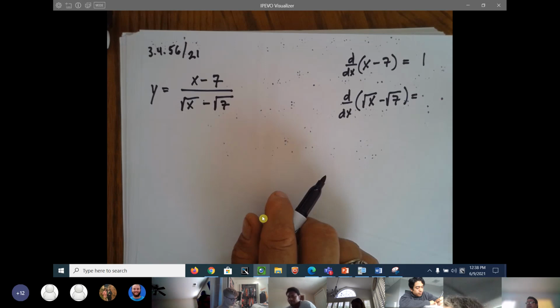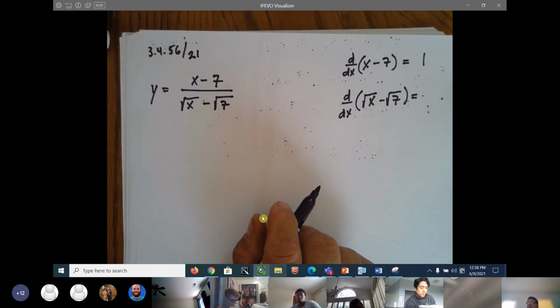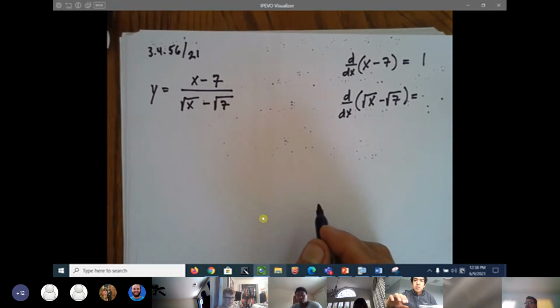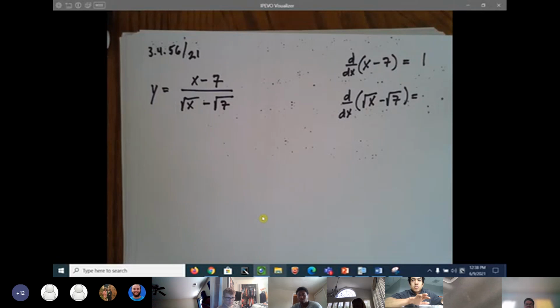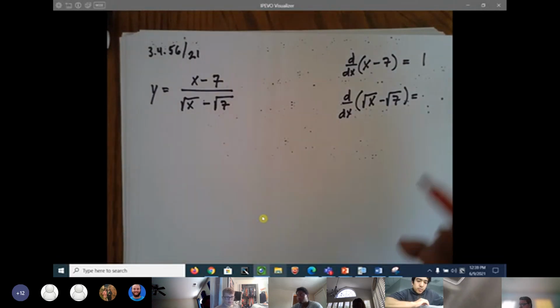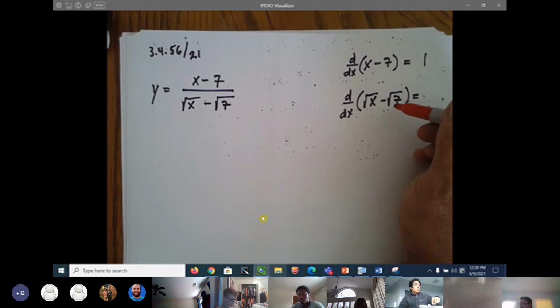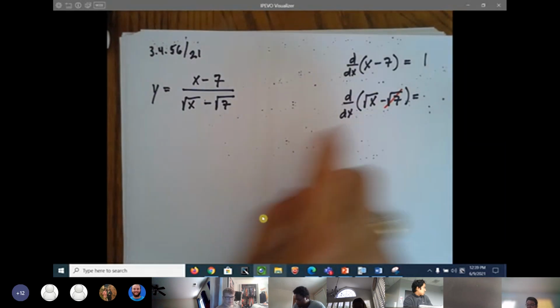Okay, somebody tell me what the derivative of the square root of x minus 7 comes out to be. Be careful. Or 1 over 2 square root of x, right? Let's do it. Why am I not worried about the 7? Somebody tell me why I'm not worried about the square root of 7. It's a number. So the derivative of a number is 0. So that goes out. This is x to the 1/2.